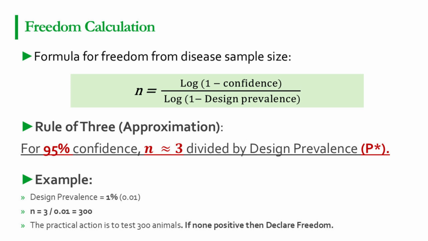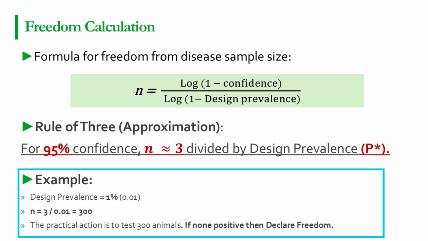However, there is a simple shortcut called the rule of 3. To be 95% confident, you divide the number 3 by your design prevalence. If you want to detect a disease present at 1%, you divide 3 by 0.01. The result is 300, so if you test 300 randomly selected animals and find 0 cases, you can statistically claim that the prevalence is below 1% with 95% confidence.